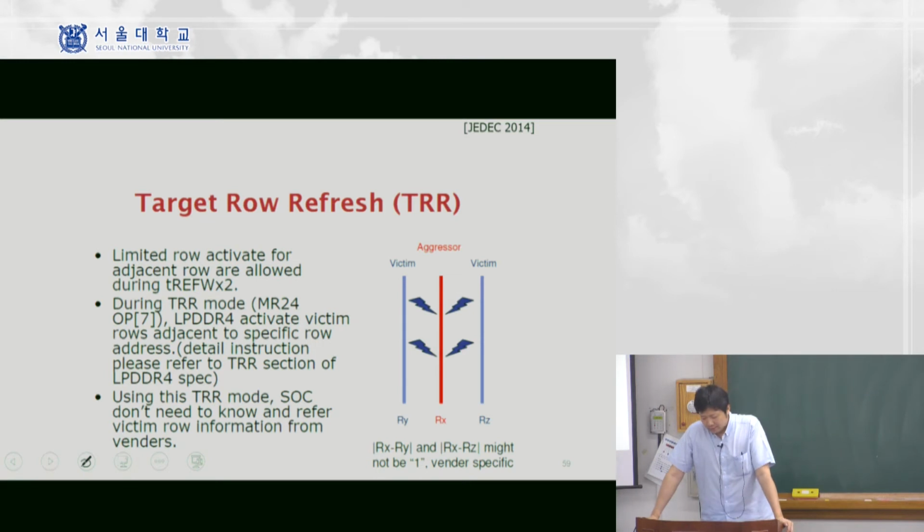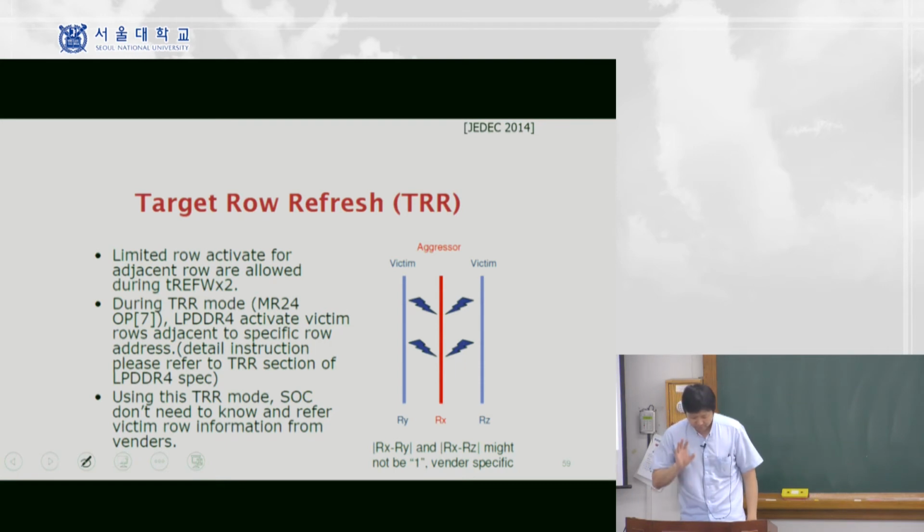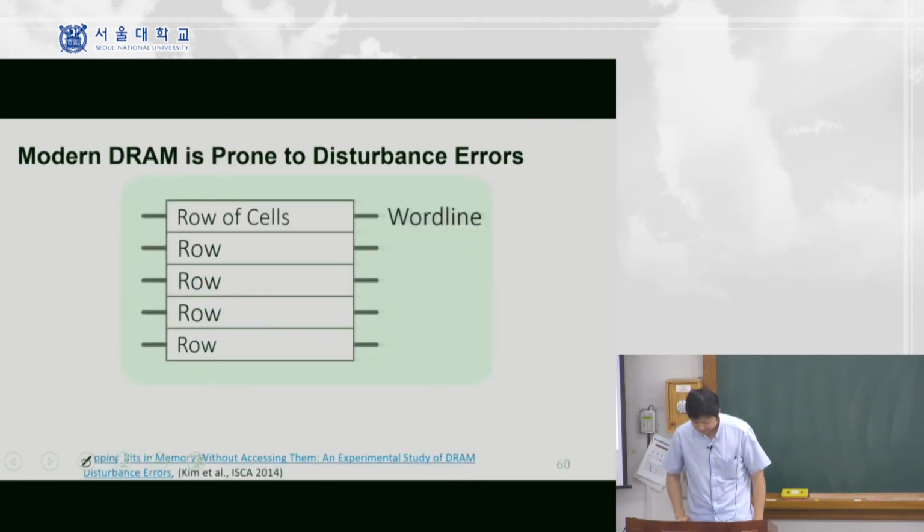Anyway, so let's move on. Okay, so target row refresh. This is kind of a solution to this problem. So I'm going to explain the other parts first and then come back to this, because this is, in a sense, a solution to the row hammer problem. So I'm going to explain the problem first and then come back to this.